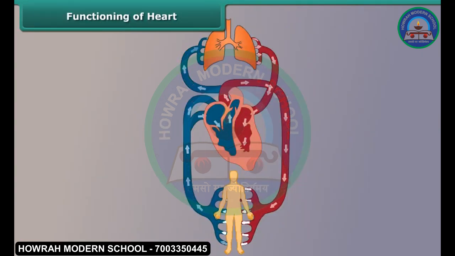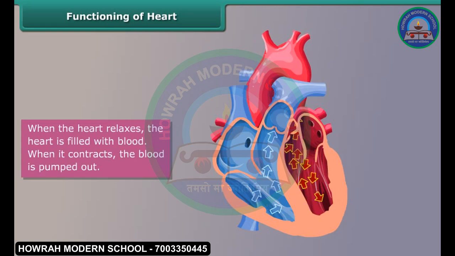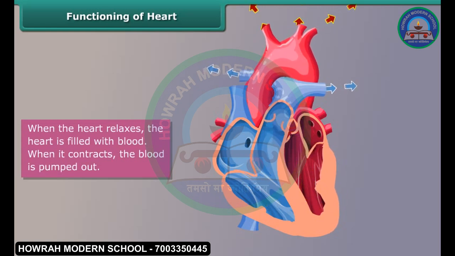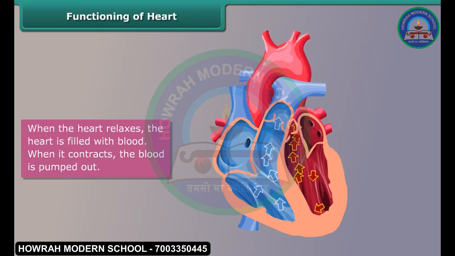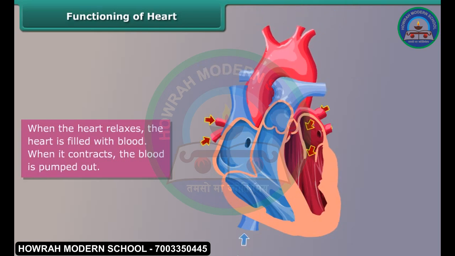The right side of the heart pumps deoxygenated blood received from the other parts of the body into the lungs for purification. The left side of the heart pumps oxygenated blood received from the lungs to the rest of the body. The heart pumps blood through a rhythmic pattern of relaxation and contraction. When the heart relaxes, the heart is filled with blood. When it contracts, the blood is pumped out of the heart.